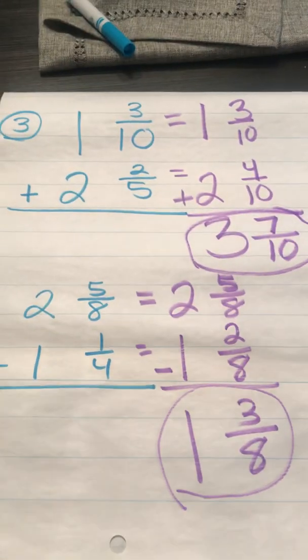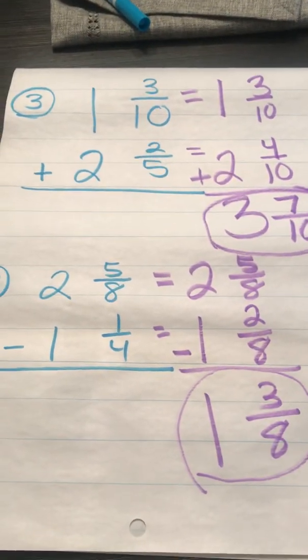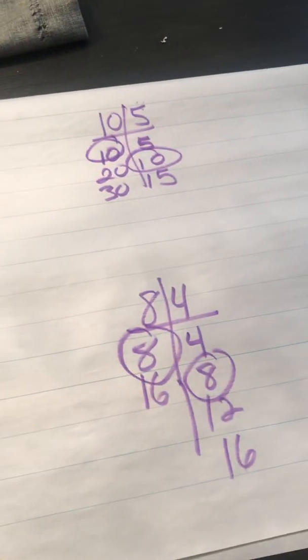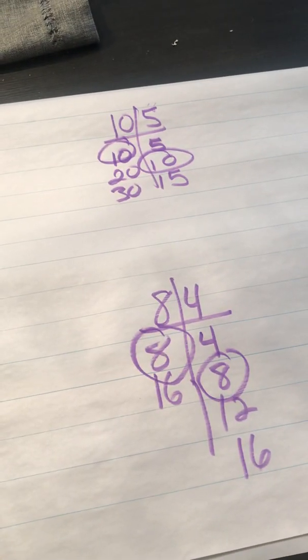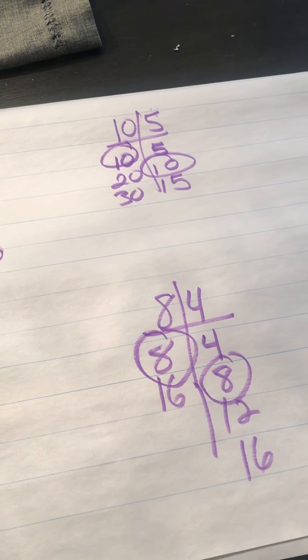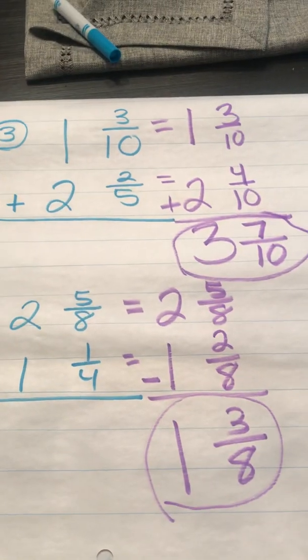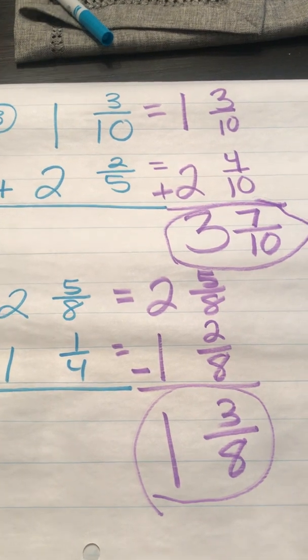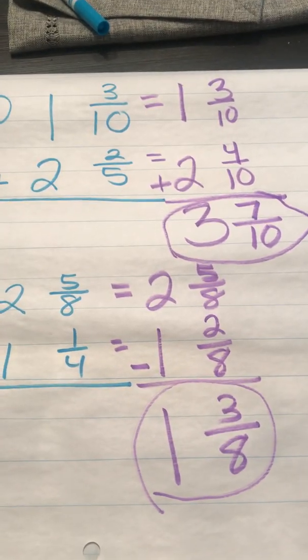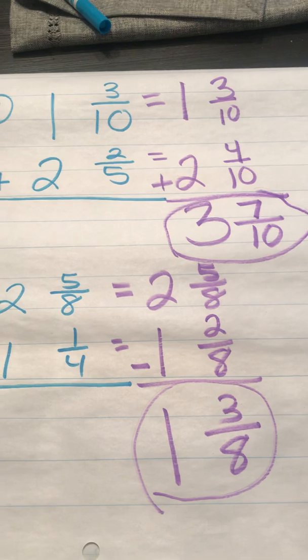So remember, when you're adding and subtracting fractions, you need to have a common denominator. In order to do that, you go to the side, you list your multiples out, you find your least common multiple, and that becomes your new denominator. And then you figure it out. Whatever you do to the bottom, you then do to the top. Subtract or add your fractions, and then you do your whole numbers.